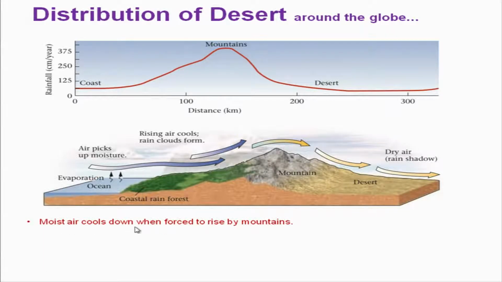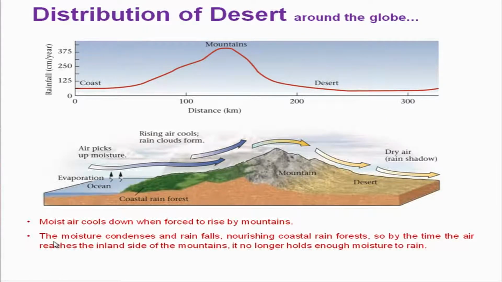So moist air cools down when forced to rise by mountains. In particular, when the moist air comes here from the ocean, it will result in rainfall. So the moisture condenses and rain falls, nourishing coastal rainforest. By the time the air reaches the inland side of the mountains, it no longer holds enough moisture to rain, and that's what we call the rain shadow area.